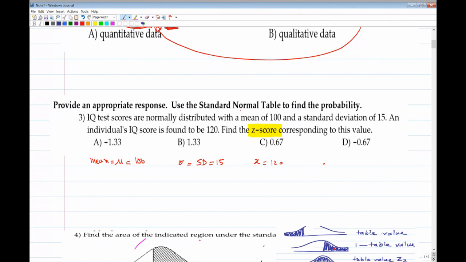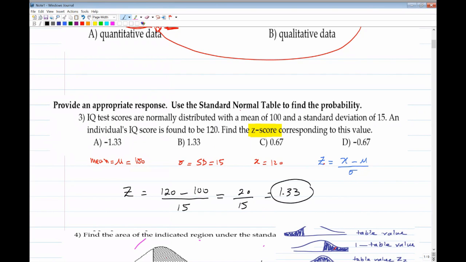So now we need to go back to the formula sheet to find the formula for the z-score. The z-score is equal to X minus the mean divided by the standard deviation. So now we need to fill the formula in. Z is equal to X, which is 120, minus the mean, 100, divided by the standard deviation, which is 15. So that will be equal to 20 divided by 15, which is 1.33. Usually the z value will have 2 decimal places, therefore the answer is 1.33.